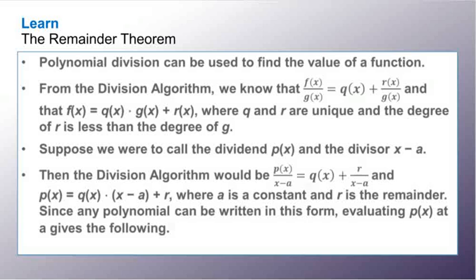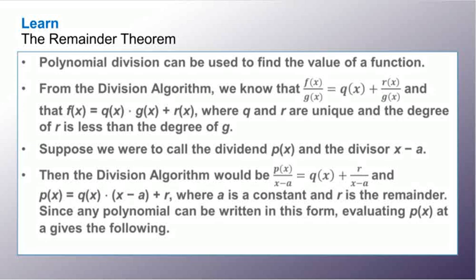And that f of x equals q of x, the quotient, times your g of x, which is your divisor, plus your remainder, r of x, where q and r are unique and the degree of r is less than the degree of g. That's how you get back to your original function.